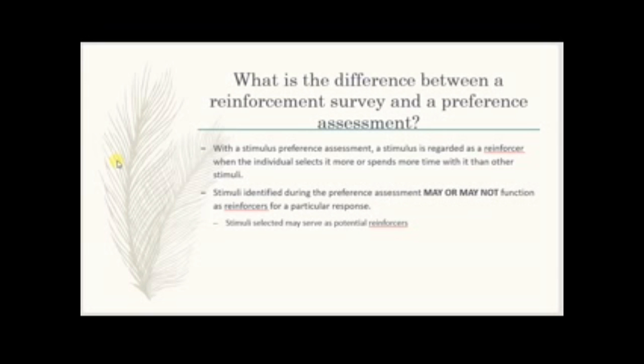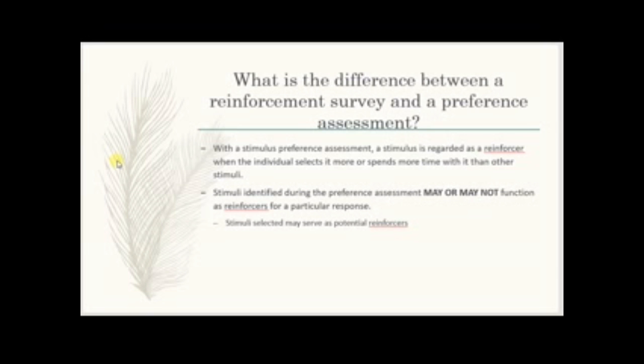So today we're going to talk about the different preference assessments that you can conduct, and we're going to model how to actually conduct these preference assessments. So what is the difference between a reinforcement survey and a preference assessment? With a stimulus preference assessment, a stimulus is regarded as a reinforcer when the individual selects it more or spends more time with it than other stimuli. Stimuli identified during the preference assessment may or may not function as reinforcers for a particular response. So stimuli selected may serve as potential reinforcers.